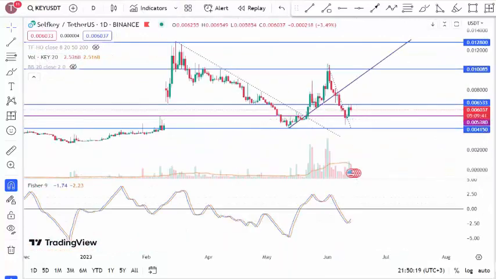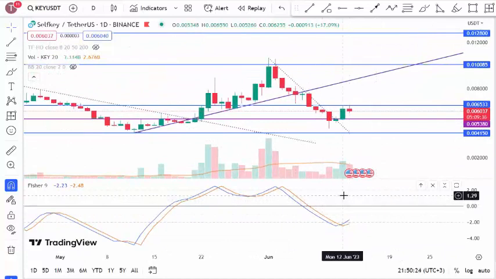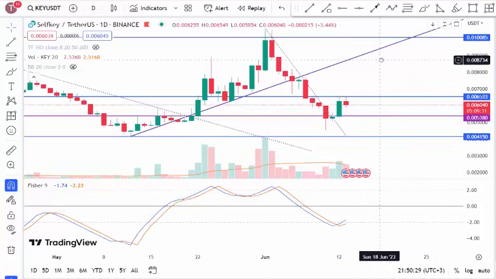Along with these, as we start our analysis slowly from our indicators, let's first look at our Fisher indicator. The Fisher indicator has currently experienced an upward breakout.